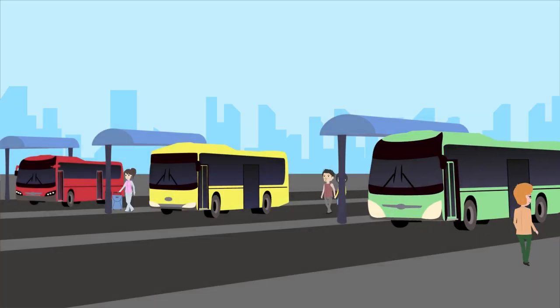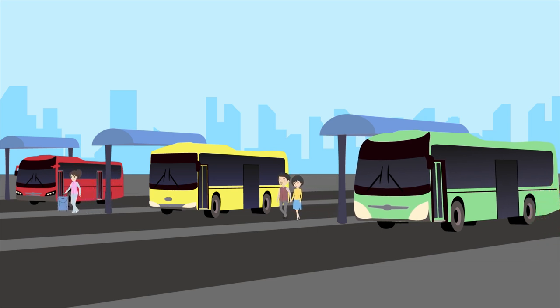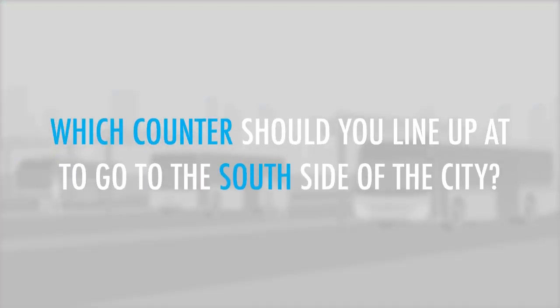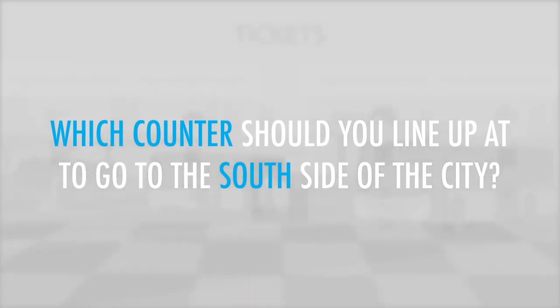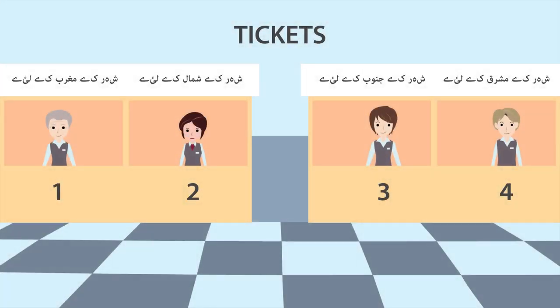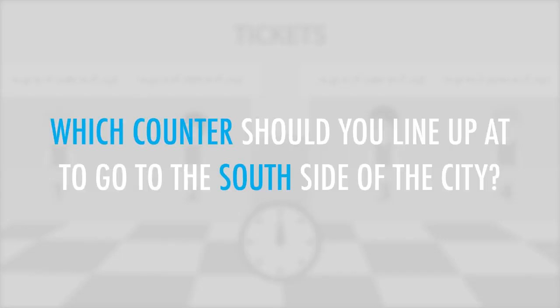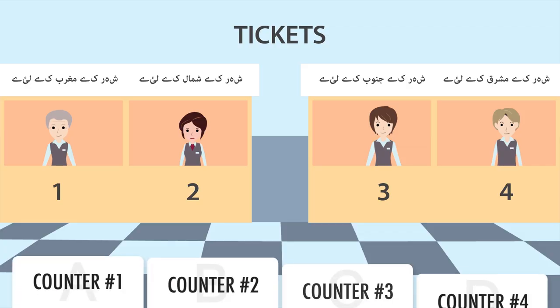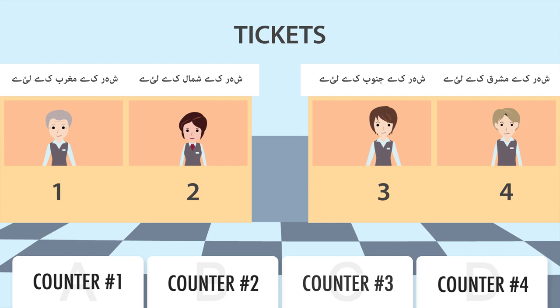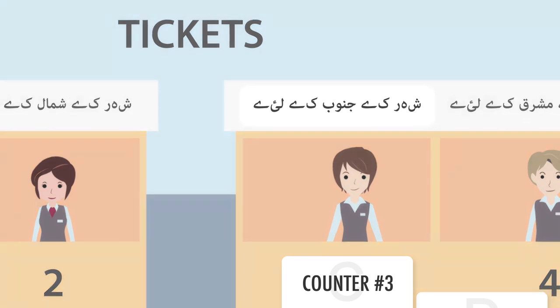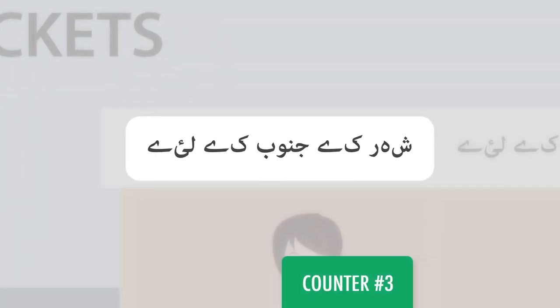Allah Hafiz. You are at a bus terminal where you're attempting to buy a ticket from a ticket counter. There are four different counters. Which counter should you line up at to go to the south side of the city? The third counter is the counter for bus tickets that go to the south side of the city. Teesra counter.